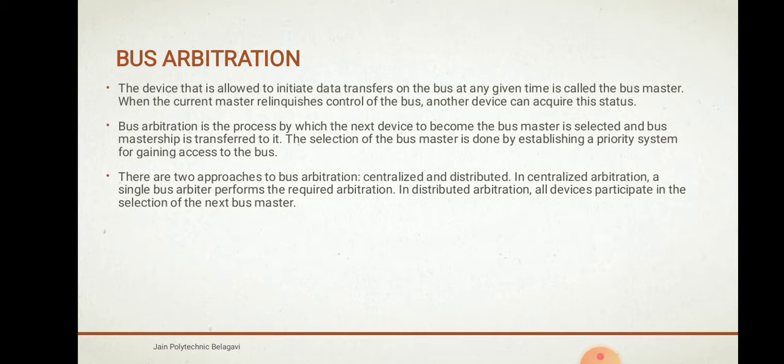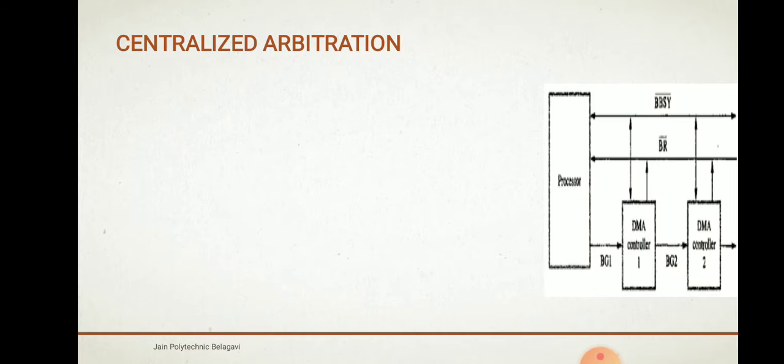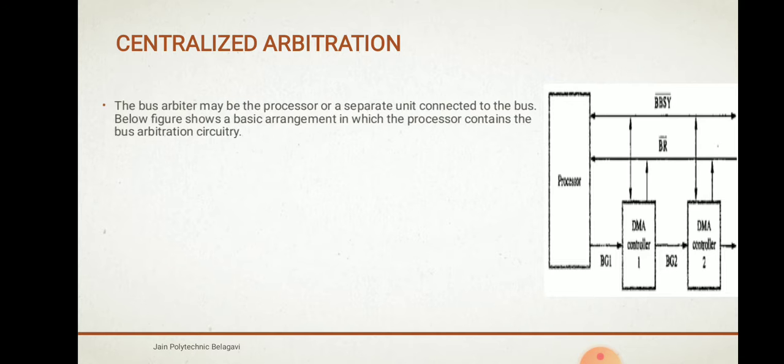So in centralized arbitration, what happens? A single bus arbiter performs the required arbitration. Whereas in distributed, all devices participate in the selection of the next bus master. So there may be a printer, keyboard, so all the devices will participate in the selection of the next bus master, whereas in centralized, only a single arbiter performs the required arbitration. Let us see what is centralized arbitration. As you can see here, the diagram showing centralized arbitration.